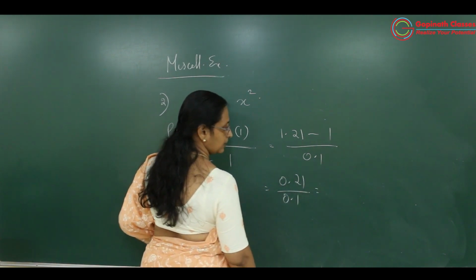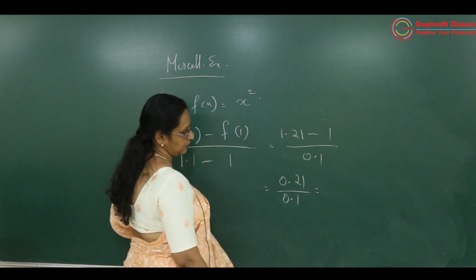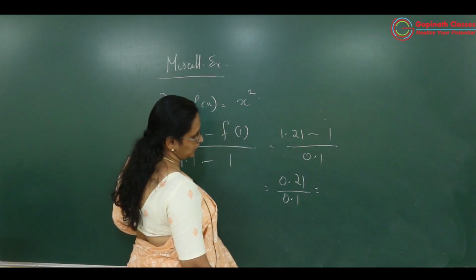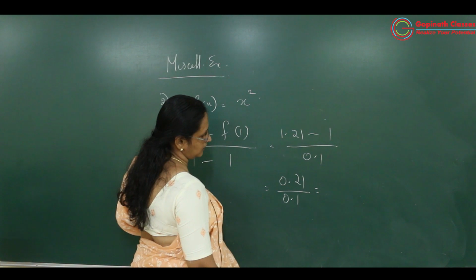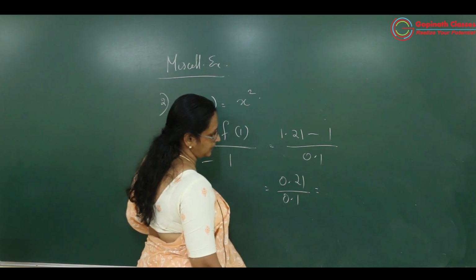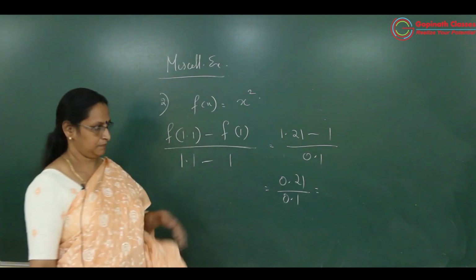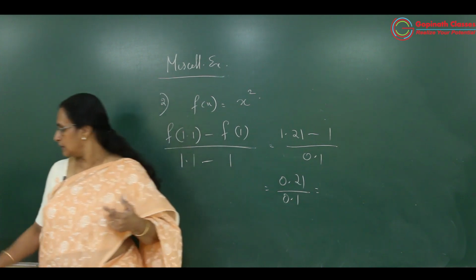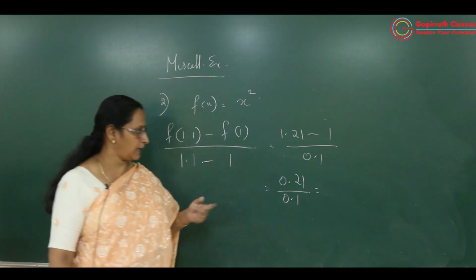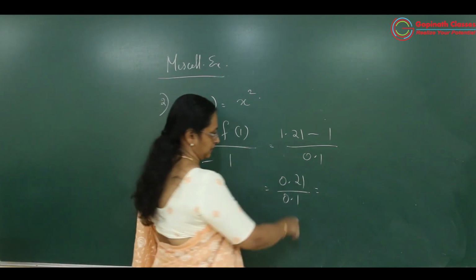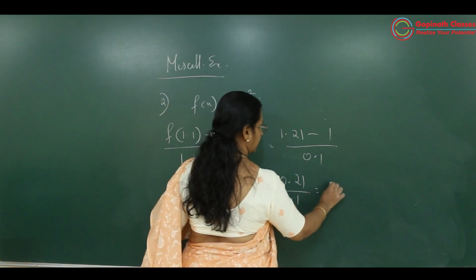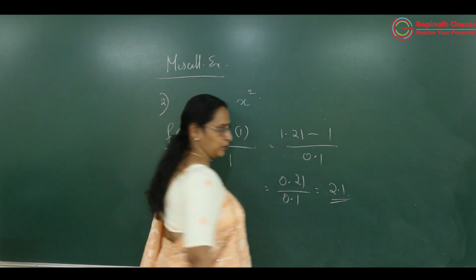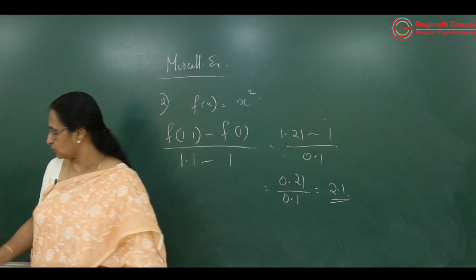What will it be? If you multiply it with 0.21, what will be the answer? Right. So that is the thing, correct? So what will happen? If you multiply by 10 on both sides, what will you get? 2.1. So this is the value to find out.